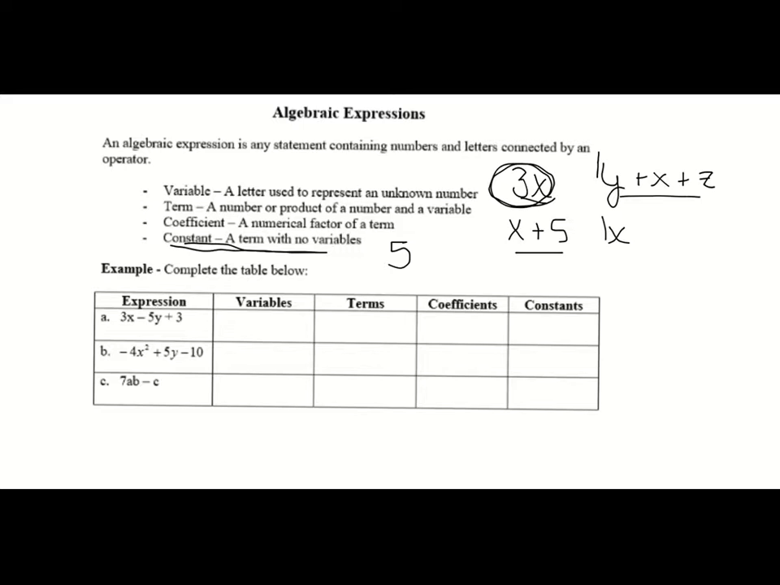One of my other colleagues that I worked with, she used to say it's constantly alone. There's no variable to change it. So if that helps you remember it, it's a good thing to use. And then a coefficient, that's the number part of the term. So if I have 4y, the variable is y, but 4 is my coefficient.